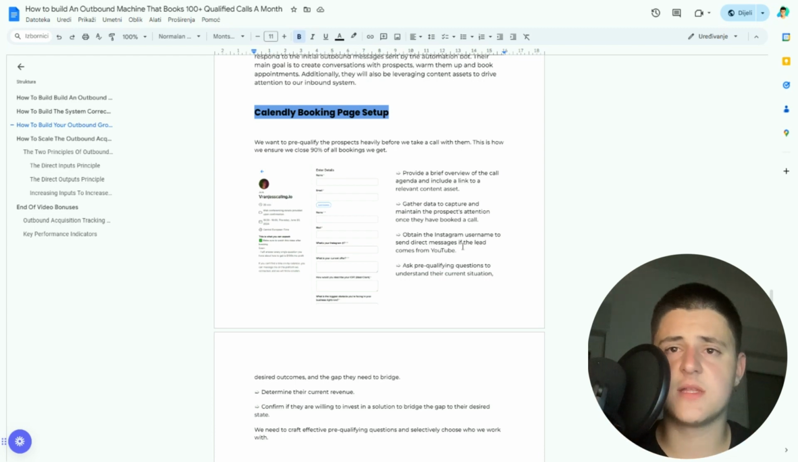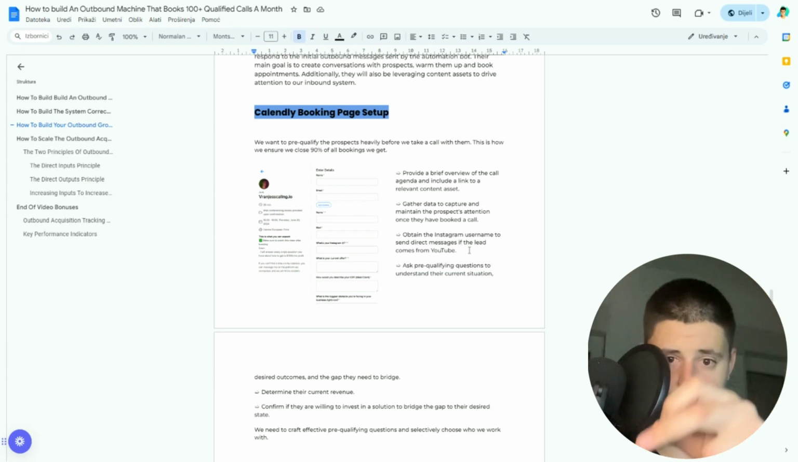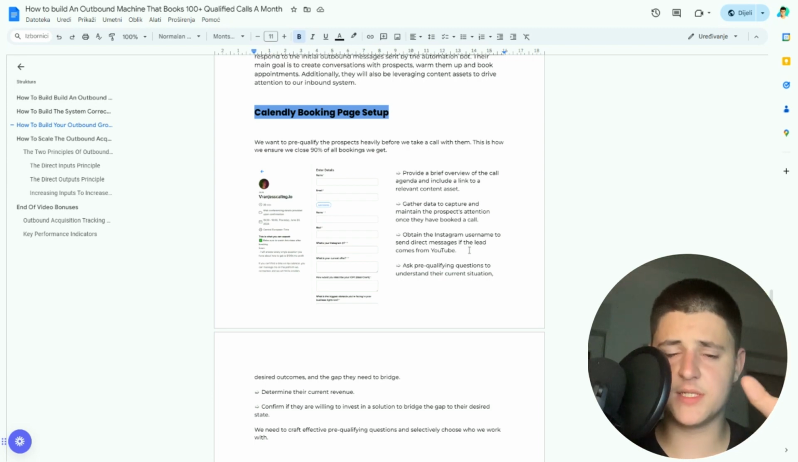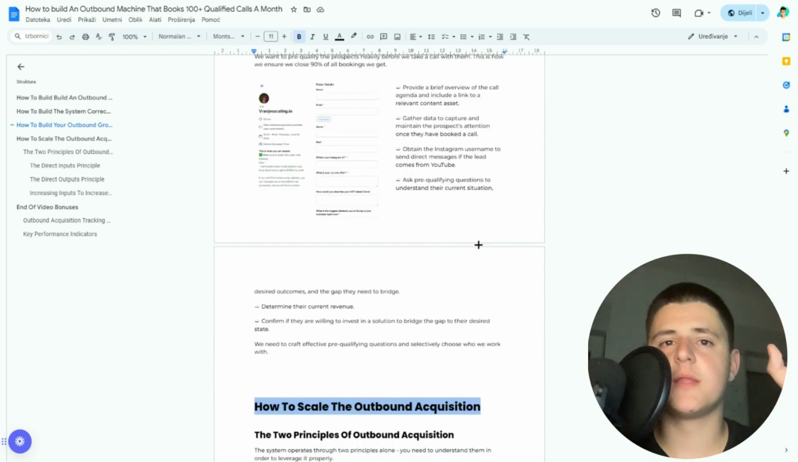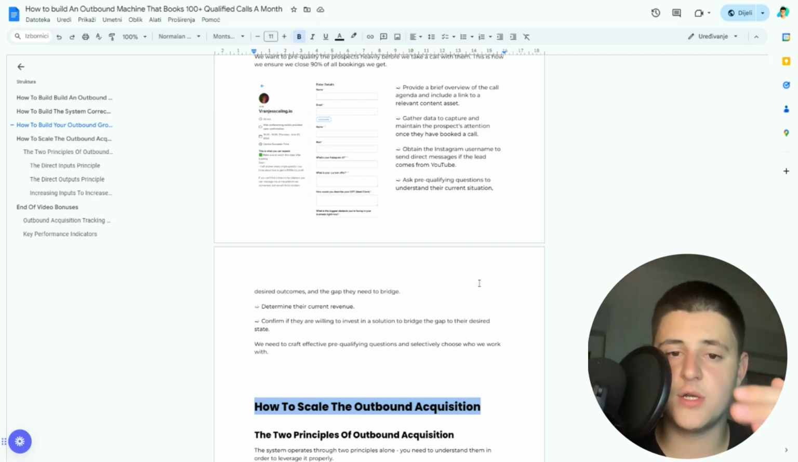We need to ask them pre-qualifying questions to understand their situation, and we want to take them from point A to point Z, because if we leverage this, we're going to bridge the whole gap for the client. And then we need to know their desired outcomes, and we need to bridge all of the problems they have. So we need to determine their current revenue and confirm if they are willing to invest in a solution to bridge the gap to their desired state.